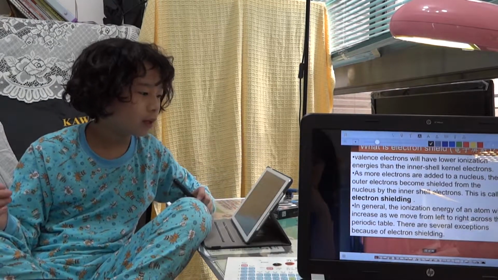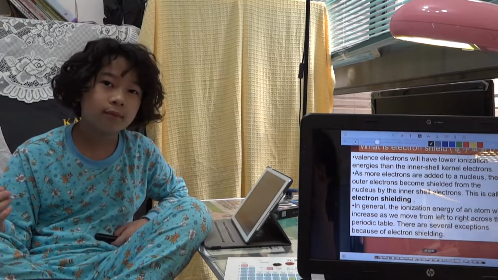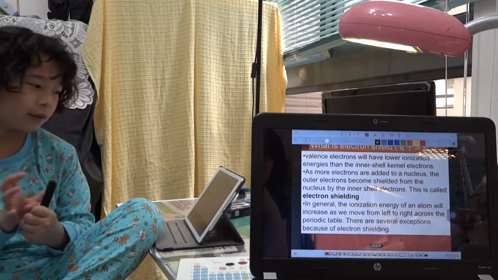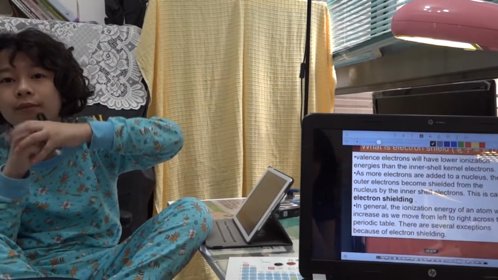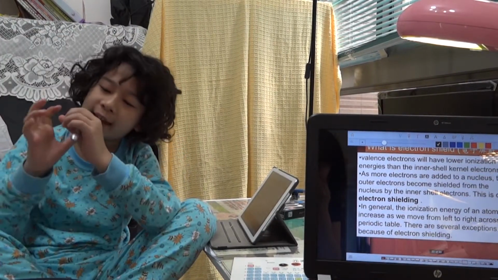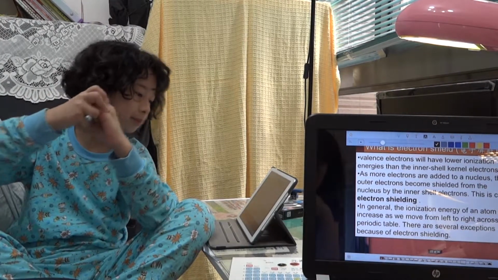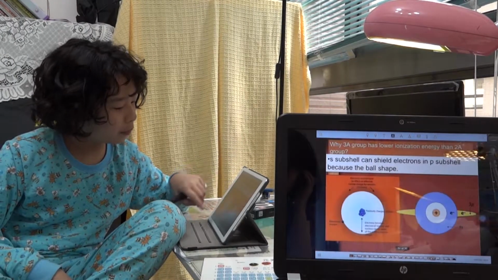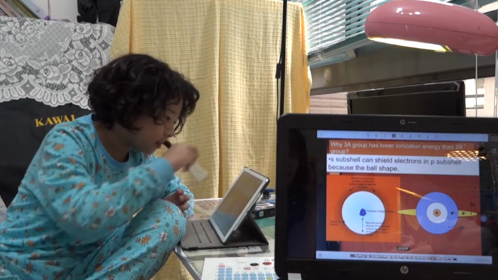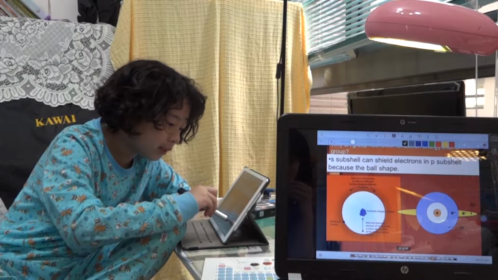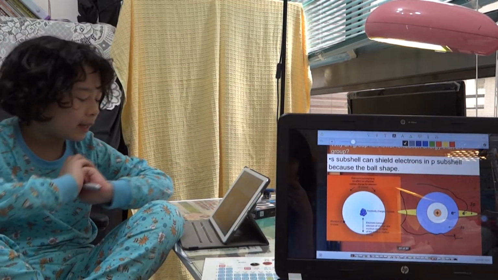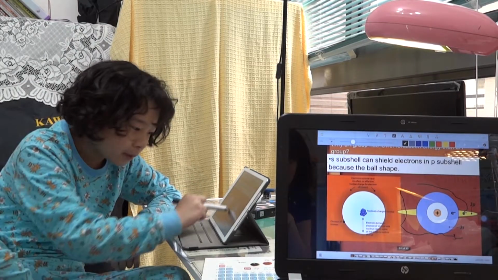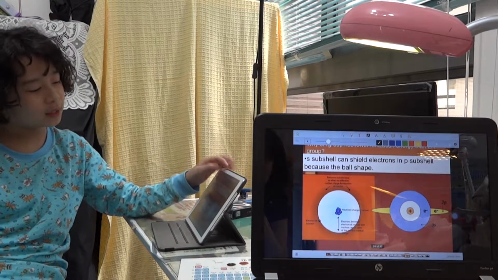What is electron shielding? Electron shielding is when electrons shield other electrons. In different shells, the inner shell will shield the outer shell. And when it's in the same shell, the s orbitals will shield the p orbitals. For example, you can see in this picture that the s makes a round shape and the p a little oval shape. So the s shields the p.